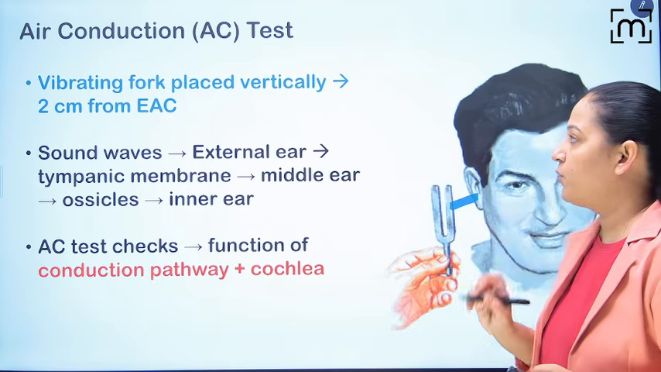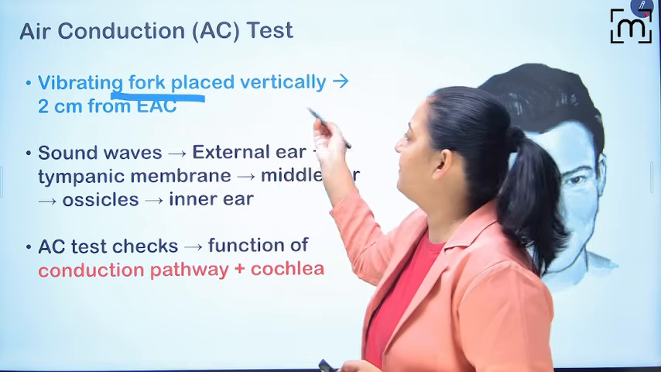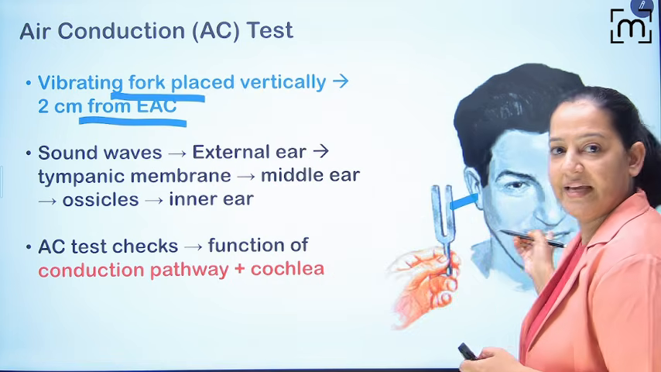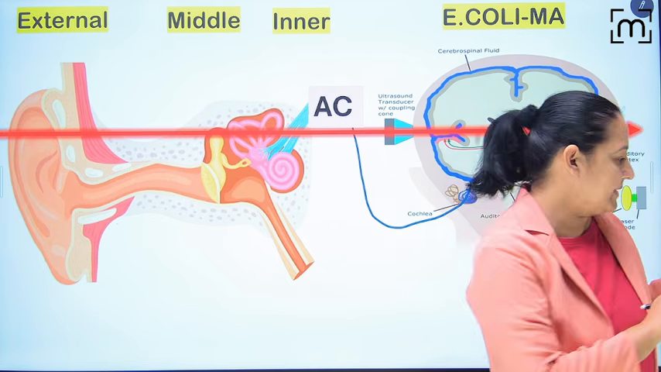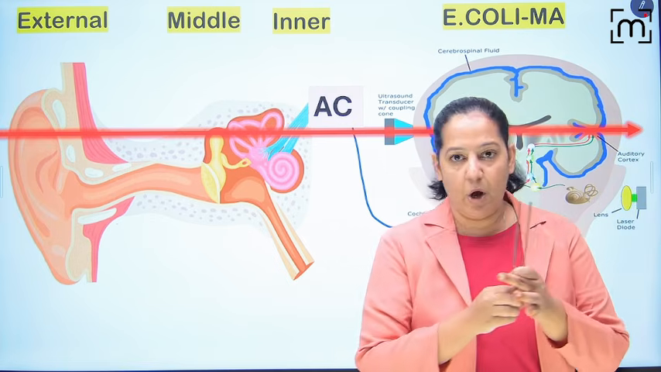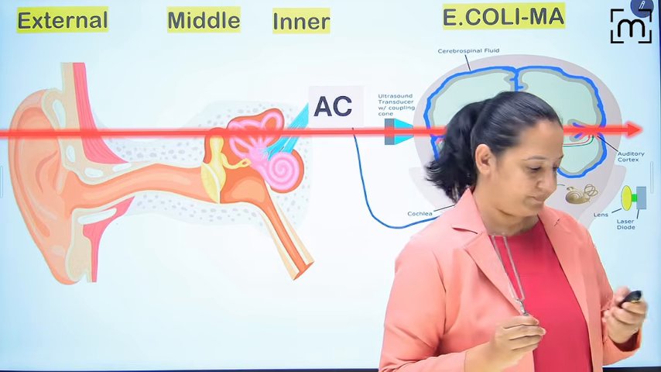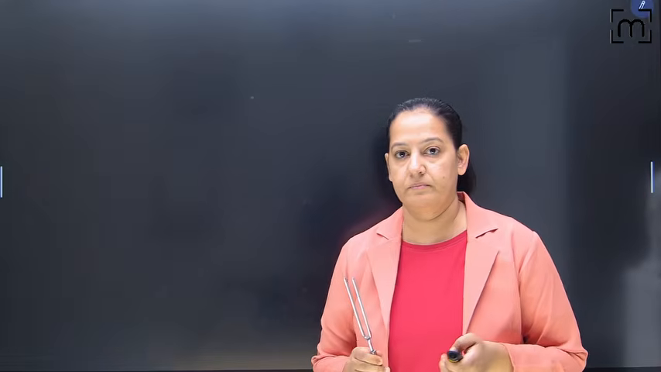So what we are doing? Vibrating the fork, placing it 2 centimeter from the EAC like this. So sound waves are going. Why can I hear? Listen to me. So this is how I am vibrating it. Now this is my tuning fork. Please understand. I am vibrating it and keeping it 2 centimeter away from my ear.